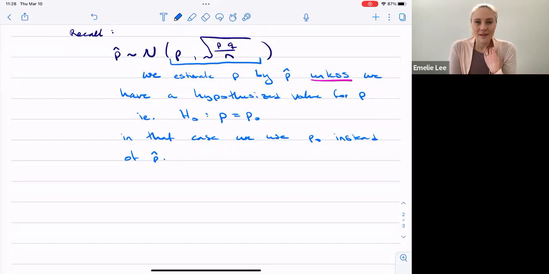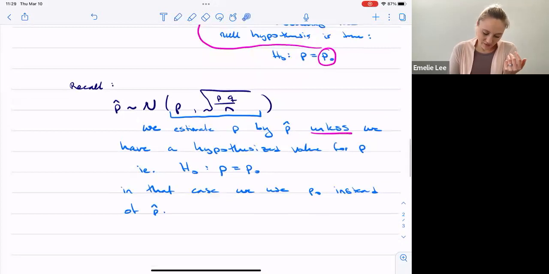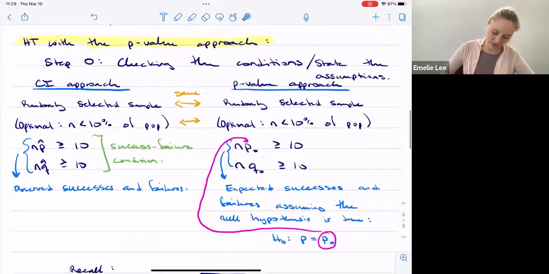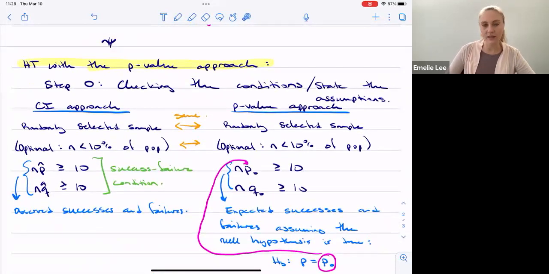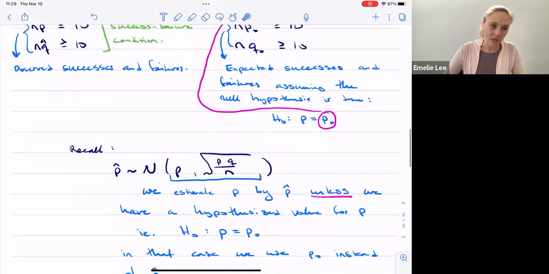So if we've checked these conditions, then we know that we can use the normal distribution, which is nice because that means we can calculate Z-scores, and then we have Z-scores that we can use in our Z table to find probabilities, so areas under the curve, and that's what we're going to be doing today. Okay, so step 0, checking the conditions and stating your assumptions, so slight difference, but nothing major.